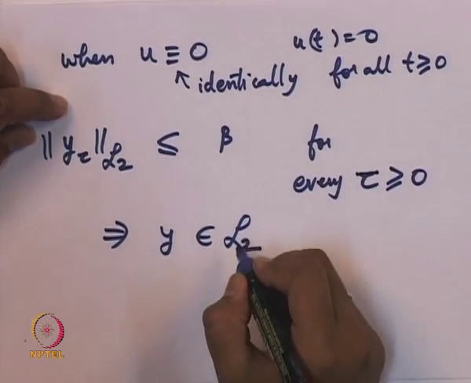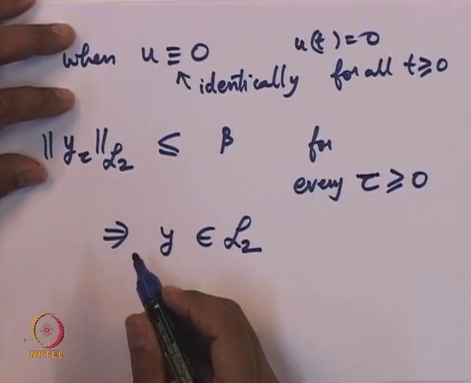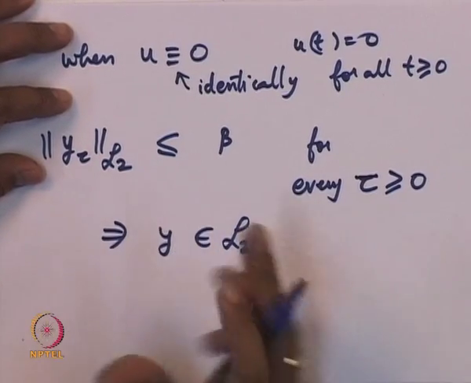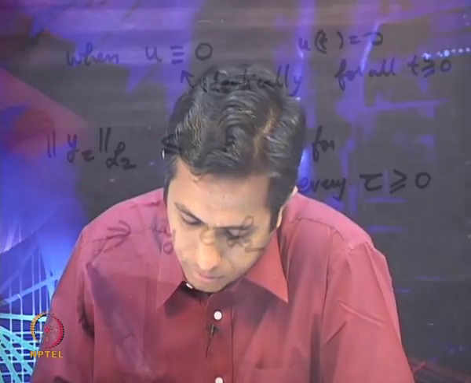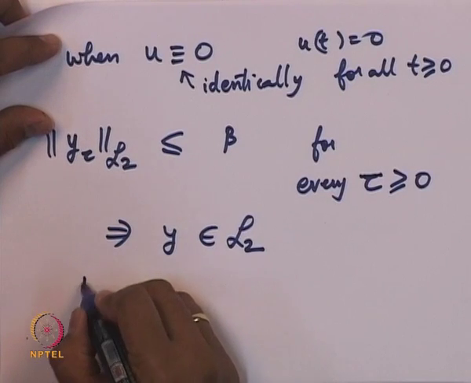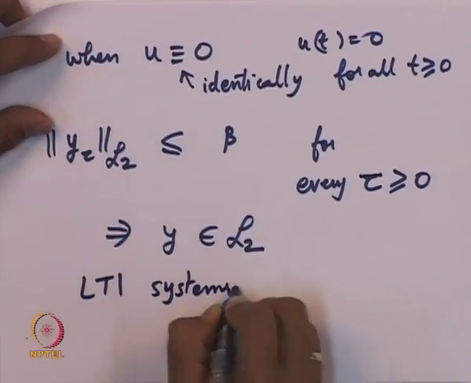This is not very hard to prove, but what this says is that when you give 0 input, then the energy in the output is finite. The energy in the output is finite, not just when you take the energy so far until now, but also when you integrate up to plus infinity. So, what does this say in terms of LTI systems? That is what we will see in much detail very soon now.